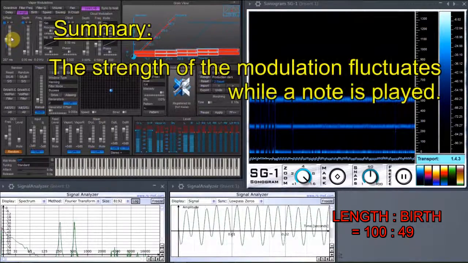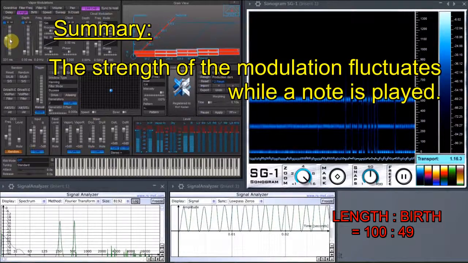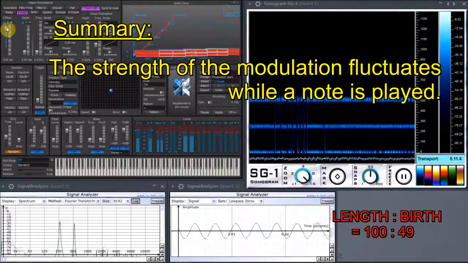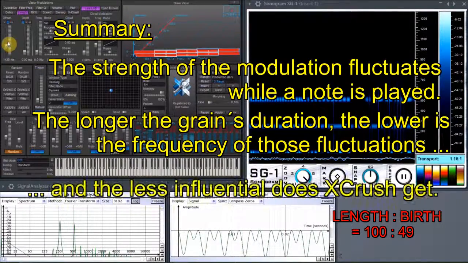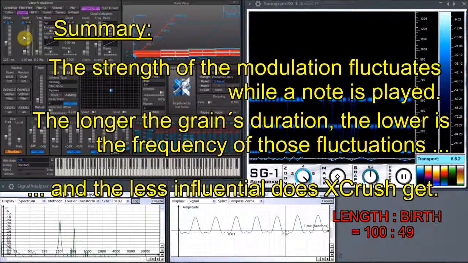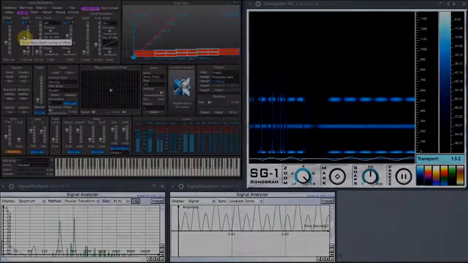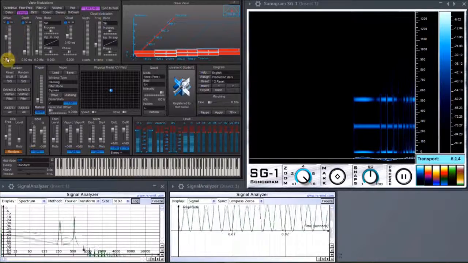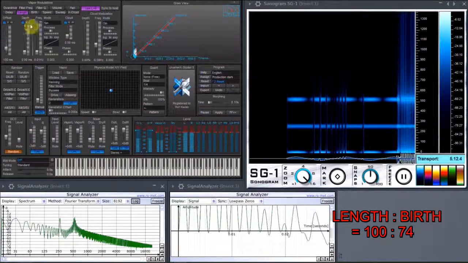Summary: the strength of the modulation fluctuates while a tone is played. With short grain lengths, the fluctuation isn't clearly noticeable, but the longer the grain's duration gets, the lower is the frequency of those fluctuations and the less influential for the overall impression of the sound does XCrush get. I decrease the region of overlapping and choose a length to birth rate of 100 to 74.